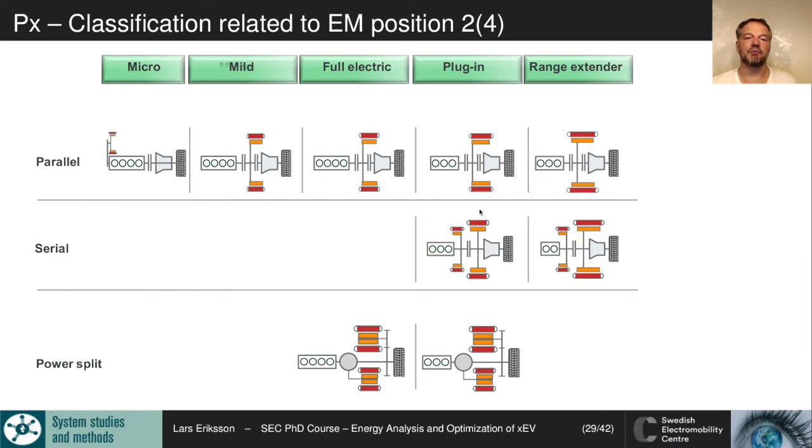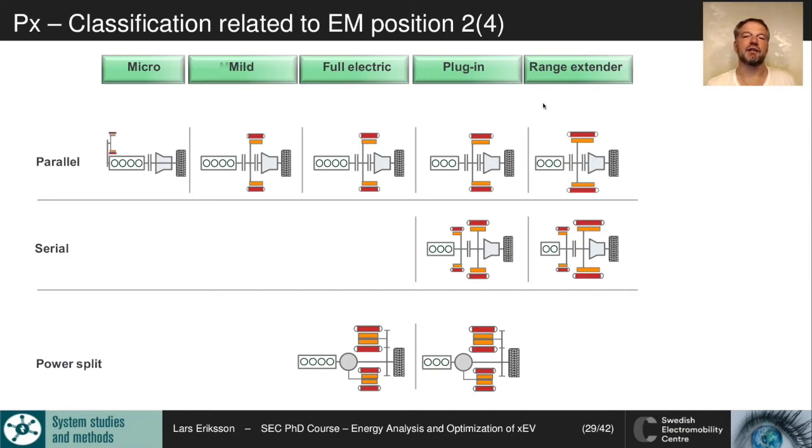And when we come to the plug-in, we have a smaller combustion engine and a bigger battery and bigger electric machines in relation. And we can have a serial hybrid where we can decouple the engine and charge the battery, where we can generate the electricity from only the motor and run the vehicle with only the electric machine.